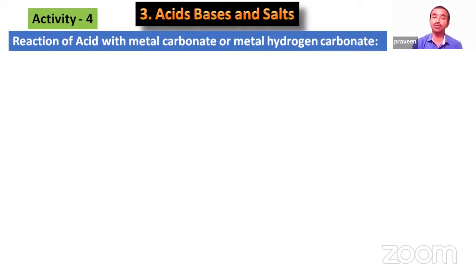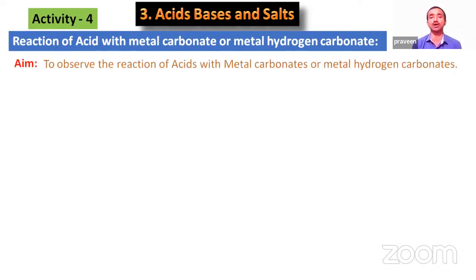So what is your aim? Observing the reaction of acids with metal carbonate or metal hydrogen carbonate. Metal hydrogen carbonate means bicarbonate. Sodium carbonate, sodium bicarbonate, magnesium carbonate, calcium carbonate, calcium bicarbonate, anything you can take. It is not compulsory to take the substances mentioned in your textbook. You can take any other to generalize these reactions.